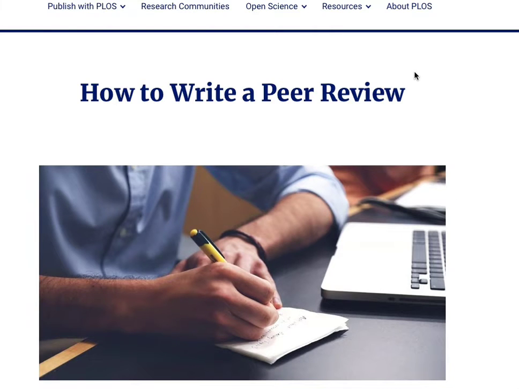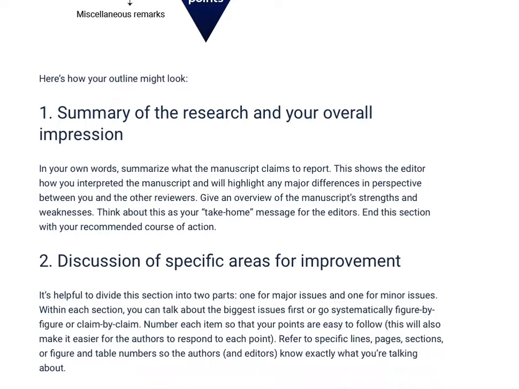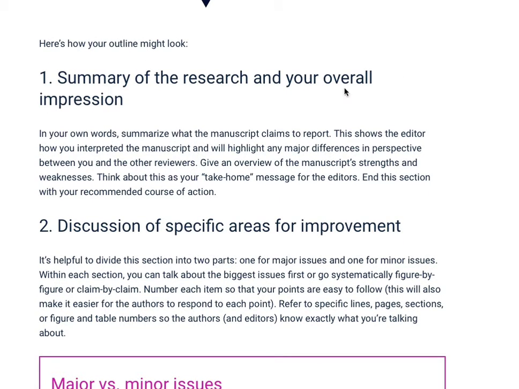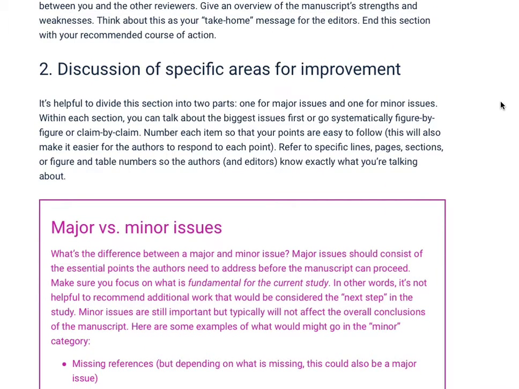We're returning now to part 2 of how to write a peer review. In an earlier module, we looked at the general structure of your peer review, and as you know, it should look like an inverted pyramid. We covered point 1, how you summarize the research and give your overall impression of the research. Now we're on section 2, discussion of specific areas for improvement.